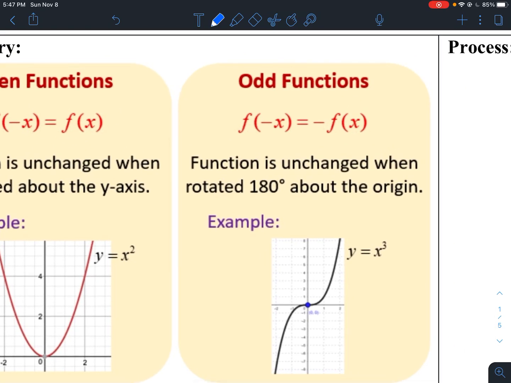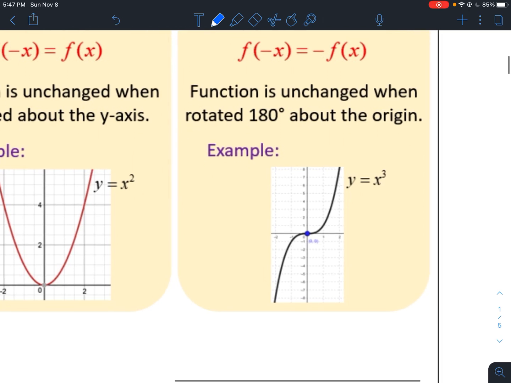An odd function is when a function remains the same after you rotate it 180 degrees about the origin. So this is the polynomial function y equals x cubed. This is the origin right here. And if you were to rotate this about the origin 180 degrees, you can see that the graph remains unchanged. It would be the same. And then again, if you were to rotate it this way 180 degrees, it would still remain unchanged. So this is an odd function.